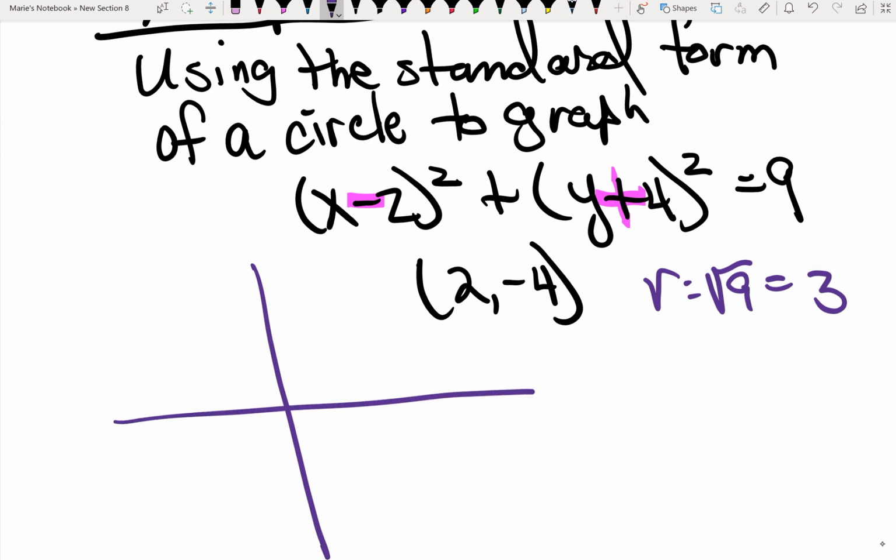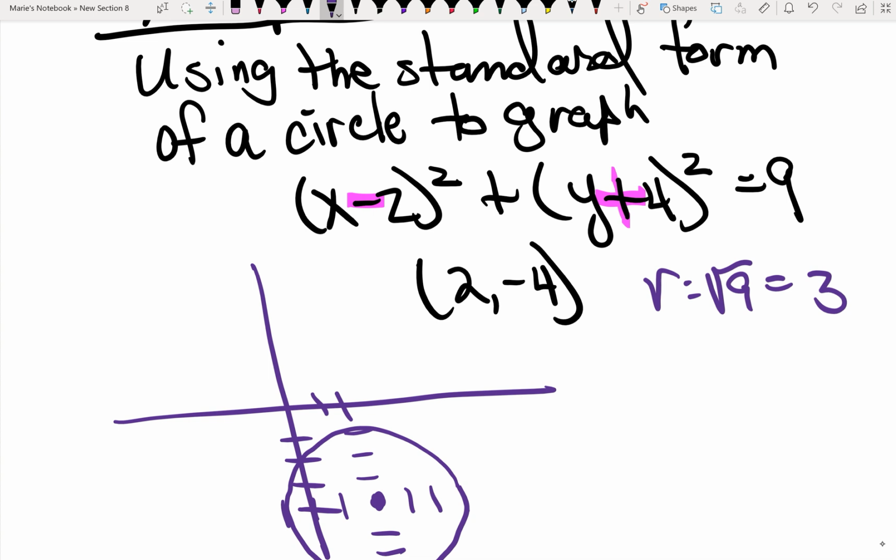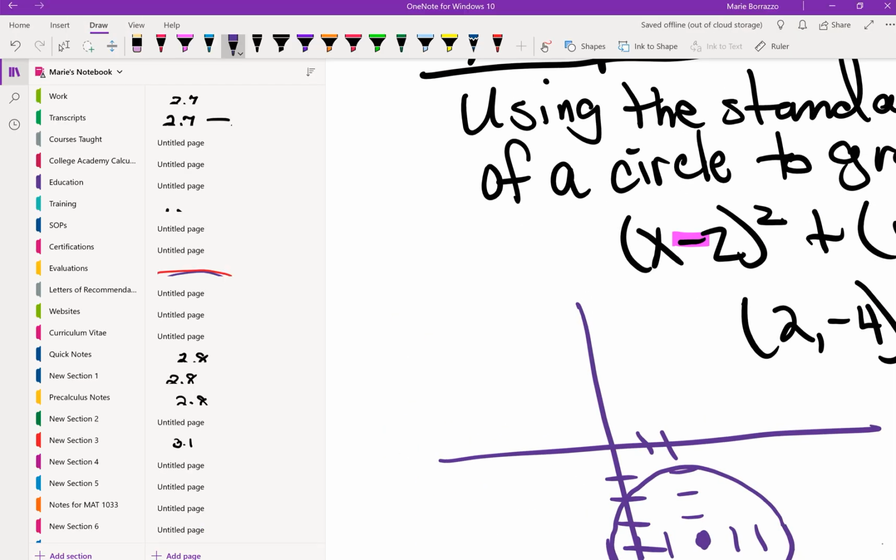So we have a center. When this is 2, this goes down 1, 2, 3, 4. So this is my center. If my radius is 3, I'm going to go up 1, 2, 3. I'm going to come over 1, 2, and 3. I'm going to go down 1, 2, and 3. And I'm going to go over 1, 2, and 3. And so that gives me the drawing. Now it's not perfect because obviously I'm not drawing this. But if I show you this on Desmos, you'll see the connection right away.